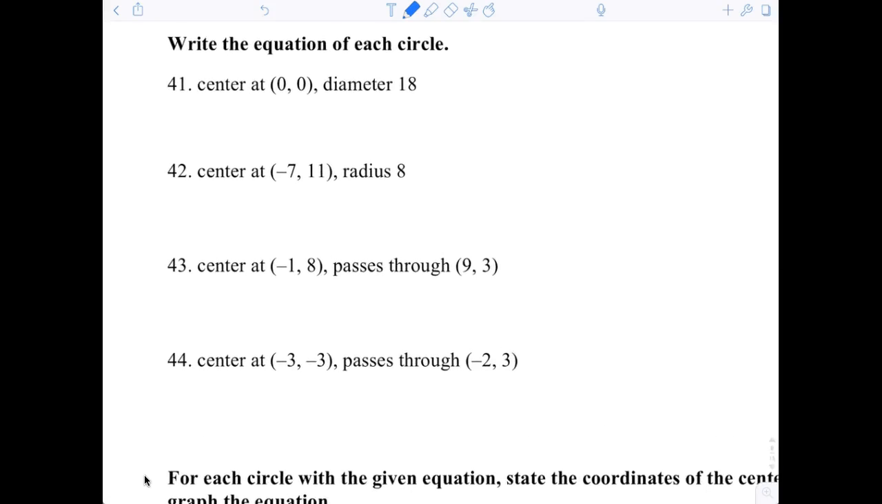Now write the equation. So over here, x squared plus y squared, the radius is 9, so 81. The center is -7, 11, so it's going to be x.